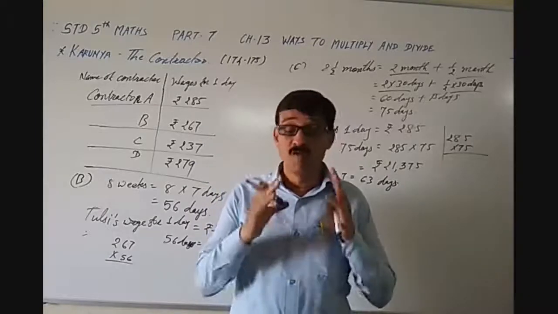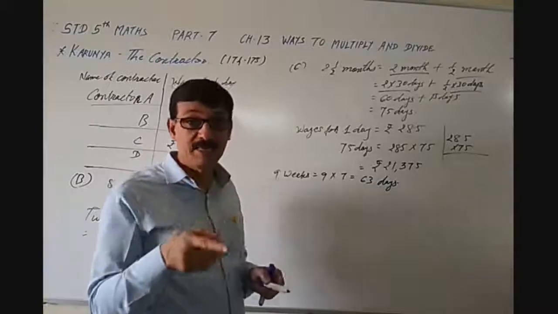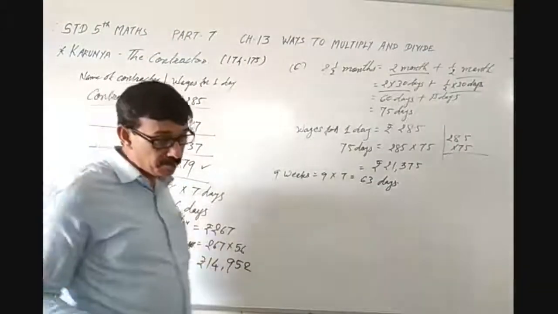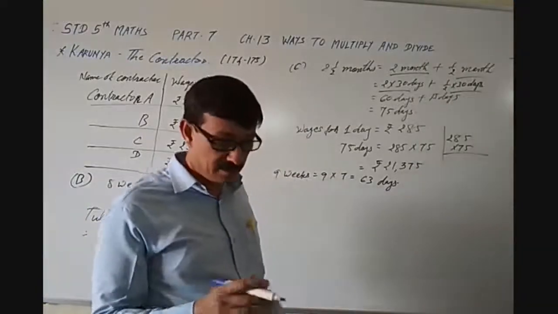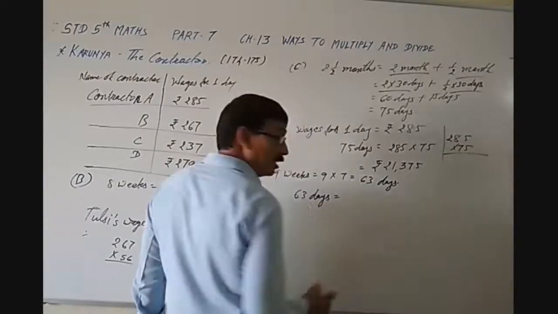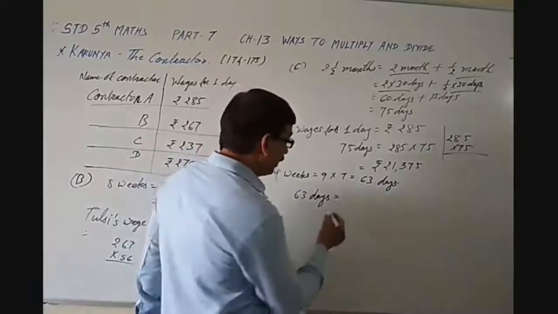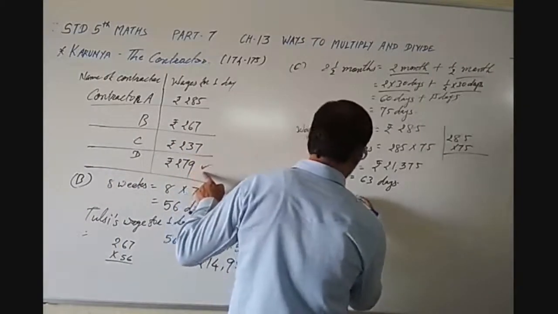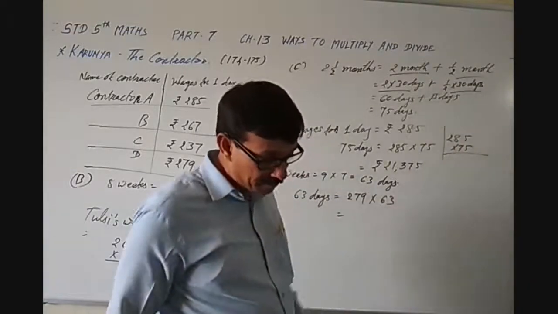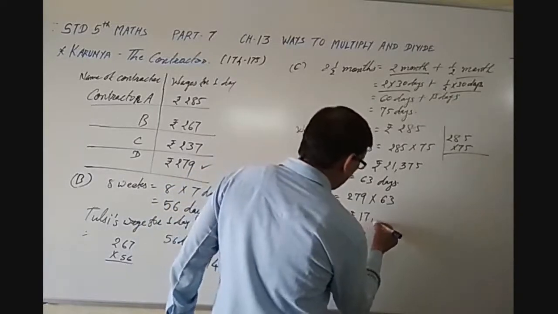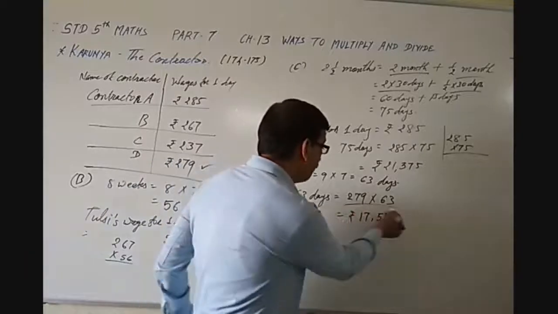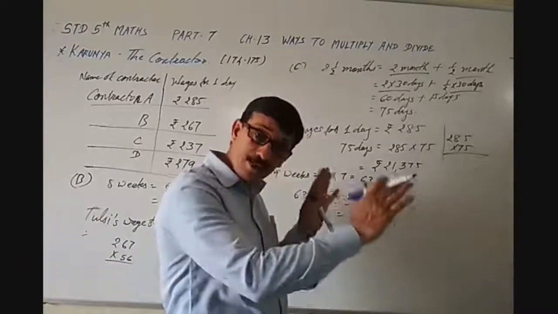Now you should write like this, what I am speaking. Wages for 1 day at contractor D is rupees 279. Therefore, wages for 63 days at contractor D is equal to 279 multiplied by 63. Do this multiplication with yourself and the answer will be 17,577 rupees. Okay, this will be your answer. Do this multiplication with yourself somewhere on this side in your log book.